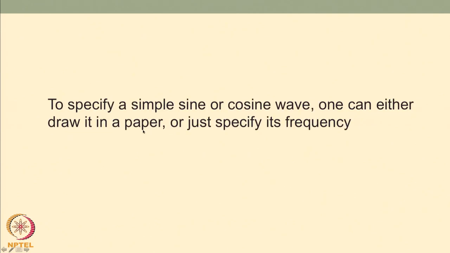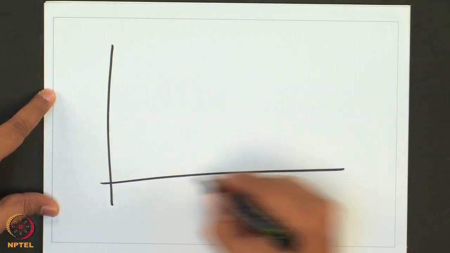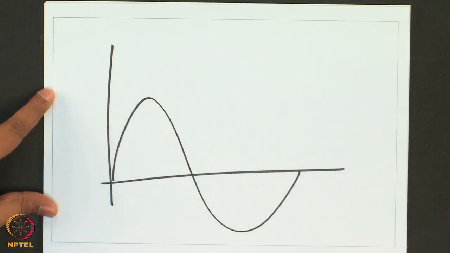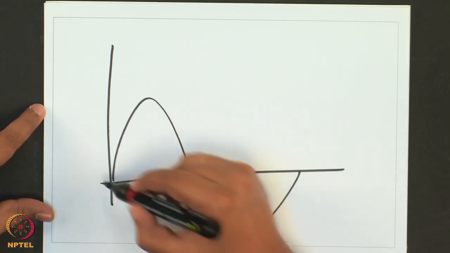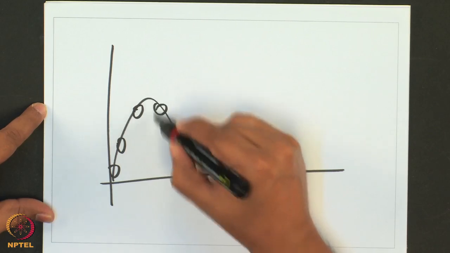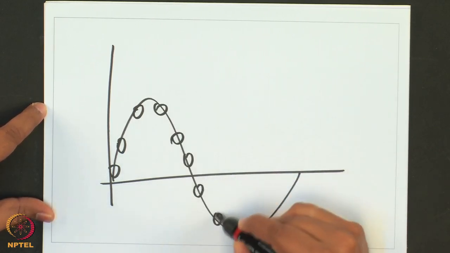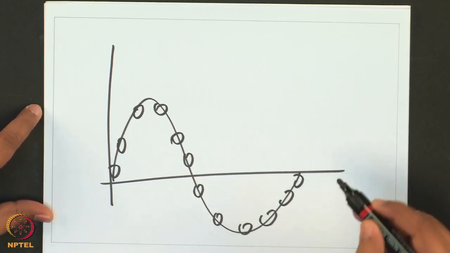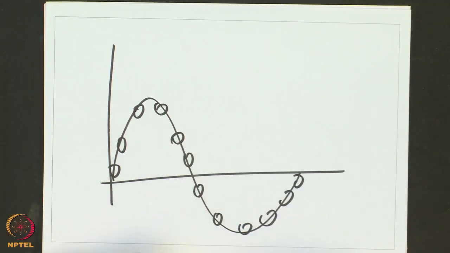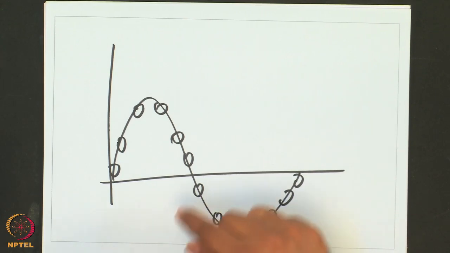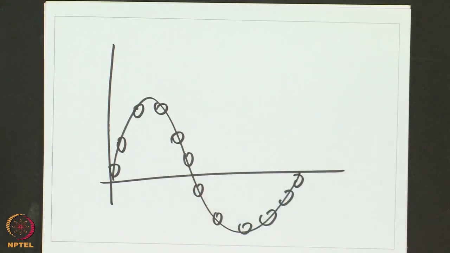And what is happening here? What is happening essentially is that if we want to specify some function, let us say the function which looks like the sine function, we can either specify all the points, we can specify the data like this, or we could specify the frequency, which is something which I will discuss now.